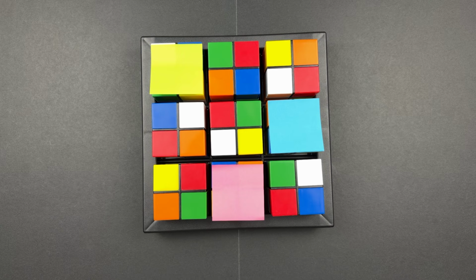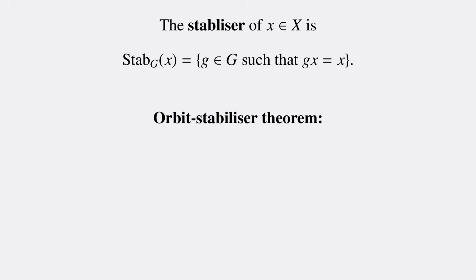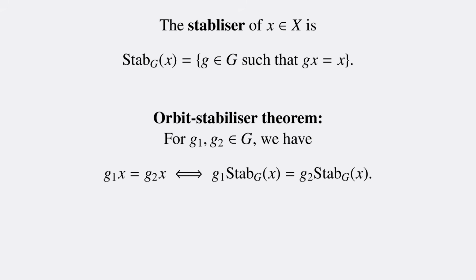This is a special case of a more general fact called the orbit stabilizer theorem. For a group G acting on a set X, the stabilizer of an element x is the subgroup of G consisting of elements whose actions send x to itself. The orbit stabilizer theorem is the fact that g1 applied to x equals g2 applied to x if and only if g1 and g2 are in the same coset of the stabilizer of x.